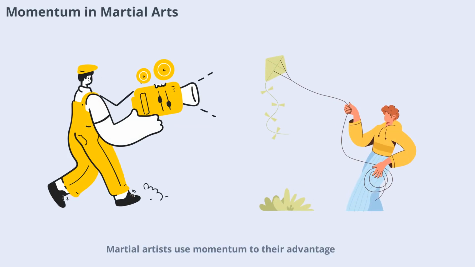Martial artists use momentum to their advantage, redirecting an opponent's force or adding their own to deliver powerful strikes. Techniques like throws and takedowns rely on understanding how to control and transfer momentum effectively.